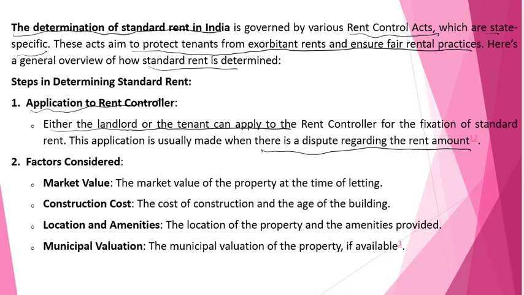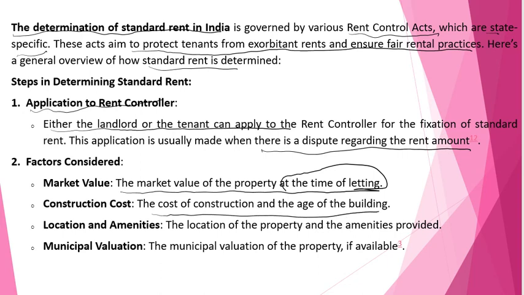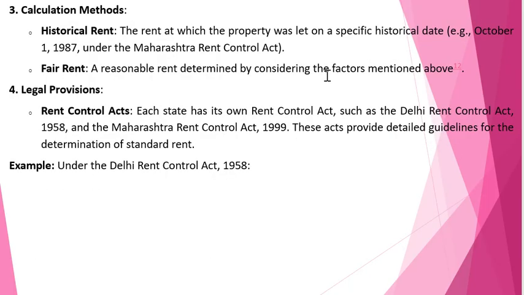So what are the factors to be considered? First thing is market value: market value of the property at the time of letting. Construction cost and the age of the building. You have to consider location of the property and the amenities provided, municipal valuation of the property if available, calculation method, historical rent, the rent at which the property was let out on a specific historical date when it was let out at first instance. Then fair rent, a reasonable rent determined by considering the factors mentioned above.